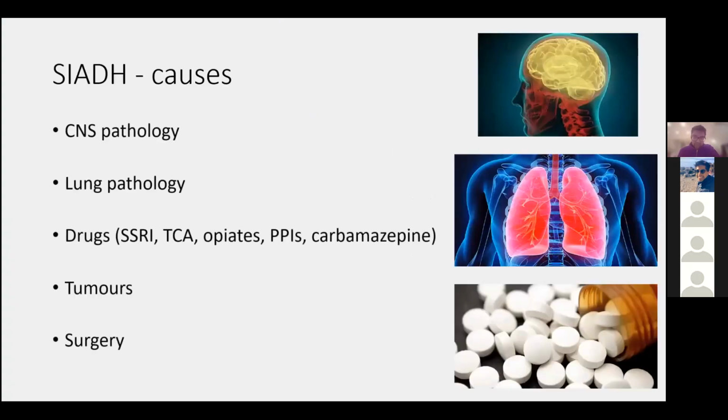And SIADH causes can be broadly categorized as any CNS disease, any lung disease, underlying tumors, recent surgery, or drugs. And the most common culprits are antidepressants, SSRIs and tricyclics, opiates, PPIs, and carbamazepine. So it's always worth referring to drug charts and seeing if the patient is on any of these if they are hyponatremic.